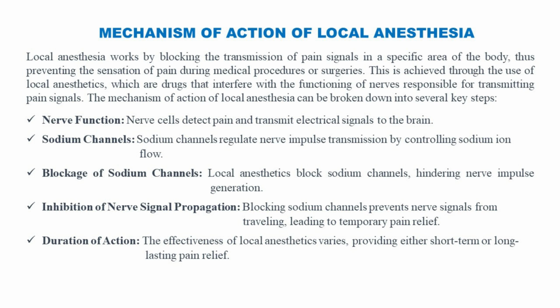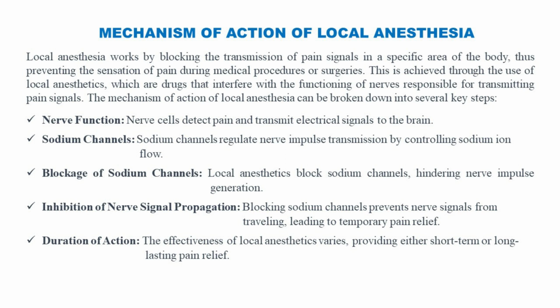1. Nerve function. In the body, pain signals are transmitted by specialized nerve cells called nociceptors. These nociceptors are responsible for detecting painful stimuli, such as tissue injury or inflammation. When these receptors are stimulated, they generate electrical signals that travel along nerves to the brain, where they are perceived as pain.